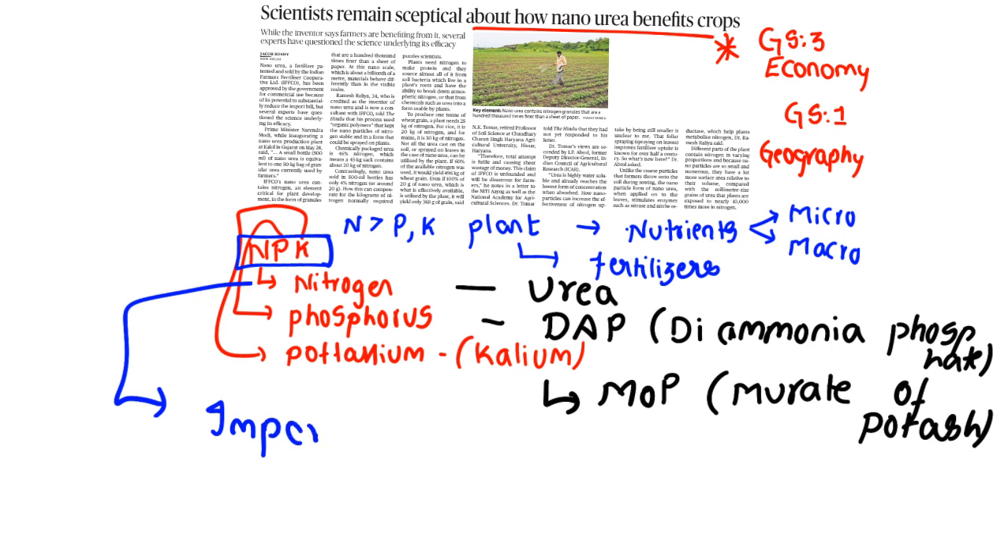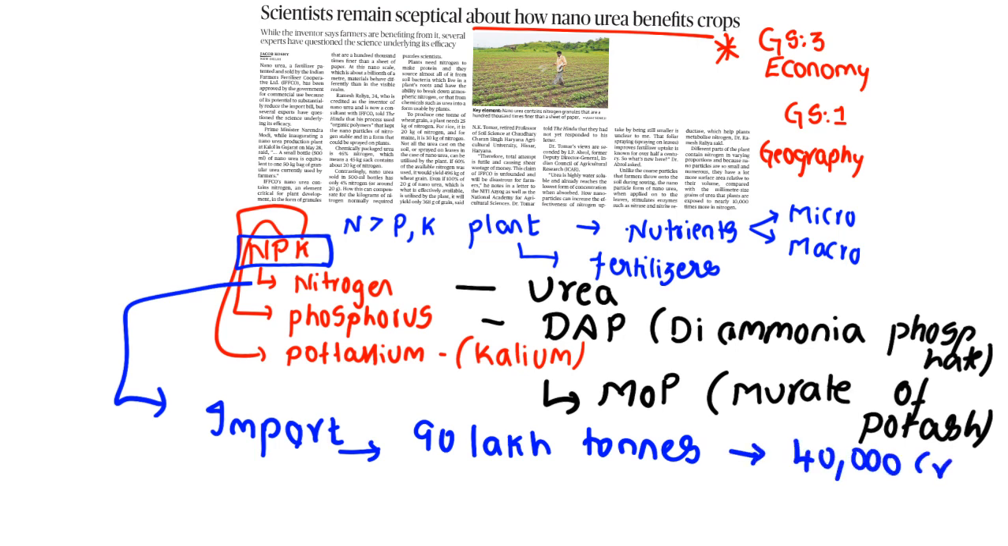We generally import, clear. So the article is saying we import somewhere around 90 lakh tons, which carries an amount of 40,000 crores. Are you getting the importance of 40,000 crores? So the imports are very crucial, clear. So 90 lakh tons is a great number, clear. So the import value needs to come down to help the present day government.